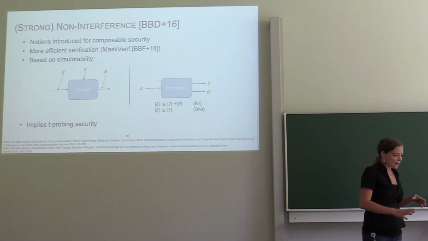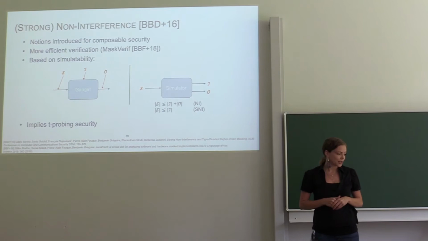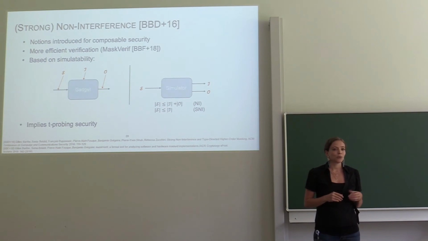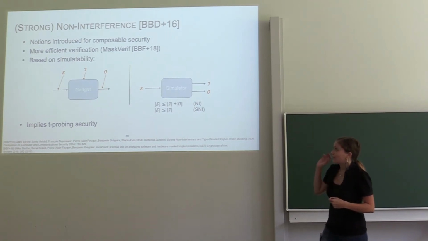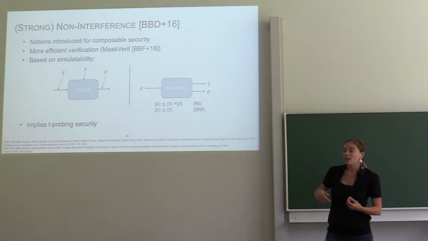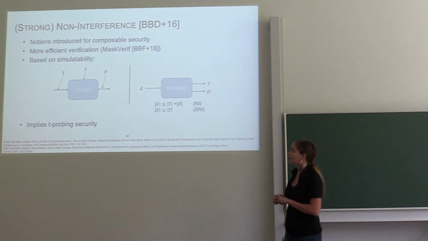Then another line of works in security notions for hardware security or for masking security are about non-interference and strong non-interference. These are notions that were introduced for composability, because probing-secure gadgets are not composable. Another thing is that they make the verification of probing security more efficient. This was done also in the maskVerif tool from Barthe and Belaïd. So what do they mean?